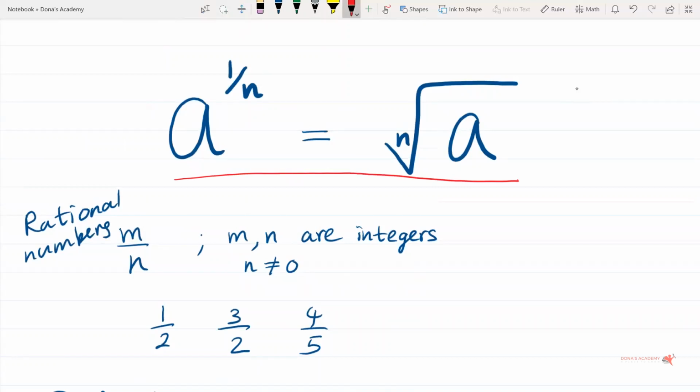Simplifying expressions with rational exponents, the definition is not the same as simplification of radical expressions. They are a little bit different. However, simplifying expressions with rational exponents is the same as simplifying expressions with positive integer exponents. So you have to follow that definition.